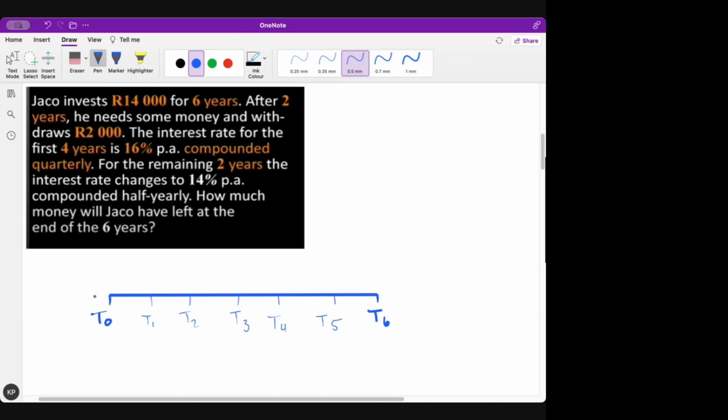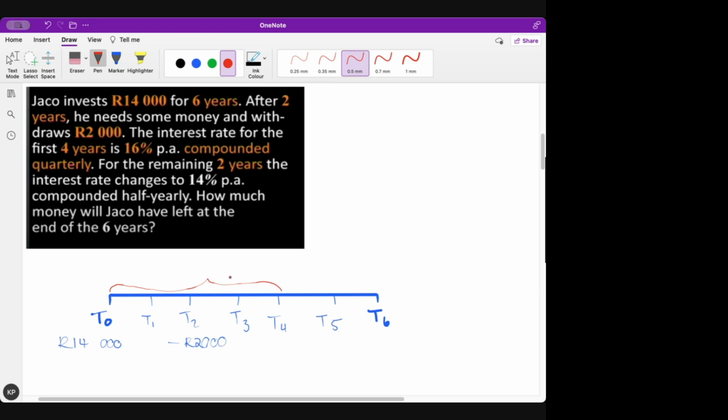So at T0, which is the beginning of the time period, we know that the investment is made for 14,000 rands. Okay. And then after 2 years, he's going to withdraw. So that is a minus 2,000 rands. So that's the two pieces of information filled in so far. The interest rate for the first 4 years, so from the beginning until the end of the 4 years, which would be from there to there, would be 16% per annum compounded quarterly.